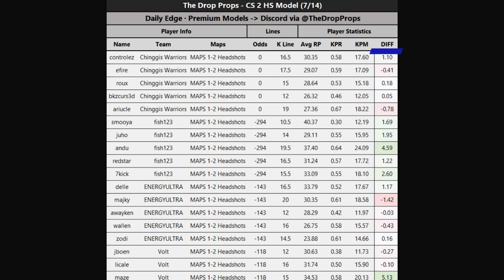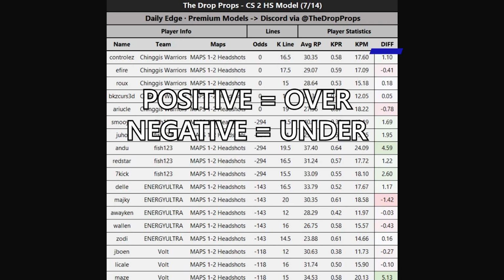Now we get into the most important column, which is the diff or difference column. This is where you find your edge. It's the difference between what the model expects and what the line is. This is the average across all their rounds subtracted by the line. So you'll either get an under or over value. For example, you have the over diff and then the under diff. It could be negative or it could be positive. Positive means over, negative means under.